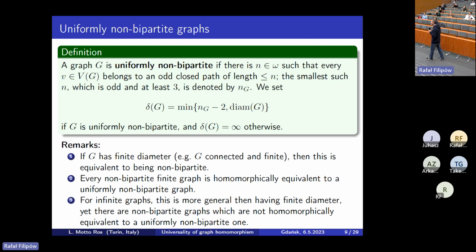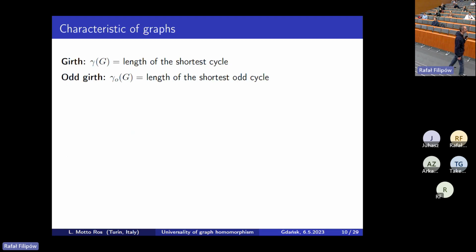The point is that in infinite graphs, this is more general than that, even if it doesn't cover all possible graphs. So it's something which encloses many situations, including all graphs of finite diameter, but not really all of them. It's very large, but not everything. This is the notion we use.